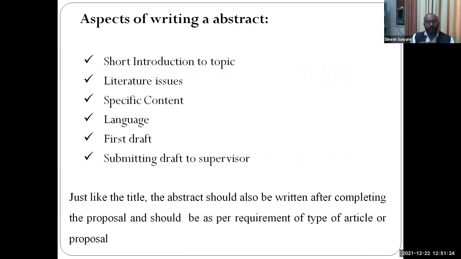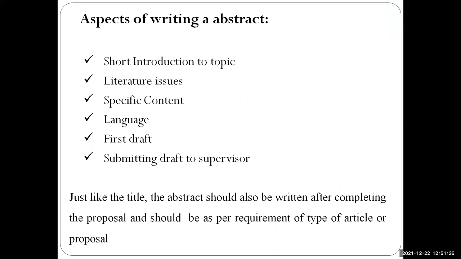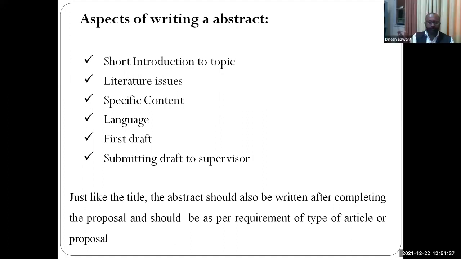Then, aspects of writing an abstract. We should use a short introduction to the topic. So for example, how to start. Instead of directly highlighting your novelty, sometimes people prefer to give a brief introduction within 1 line about that particular topic. Okay, and then next about literature.